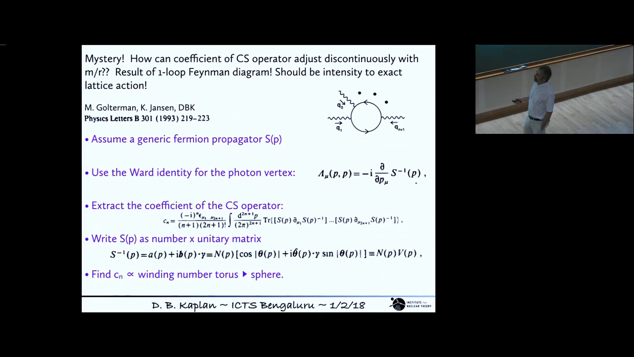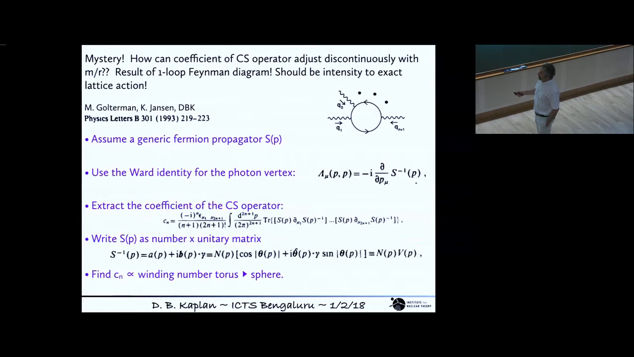So in fact, if you make some rather bland assumptions about the propagator, here's the inverse propagator. I'll say it's some function of p times a unit matrix plus some vector function of p dotted with gamma matrices. So we'll say that that is the general form for the fermion propagator dictated by Lorentz invariance. And you can now pull out a normalization, which is the square root of a squared plus b squared, and you're left with this unitary matrix here. So that's a number, function of p, times this unitary matrix.